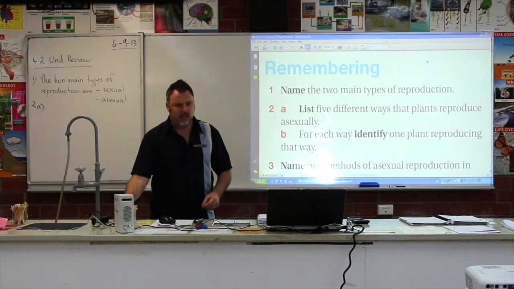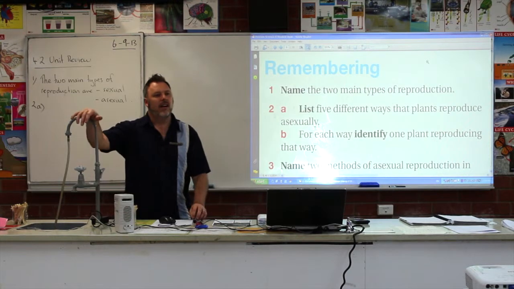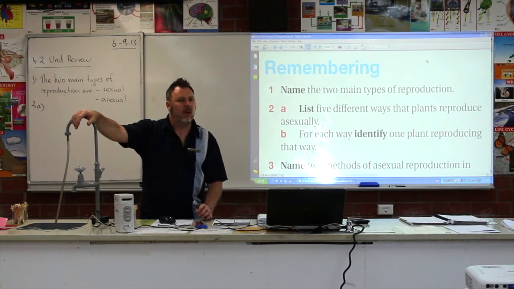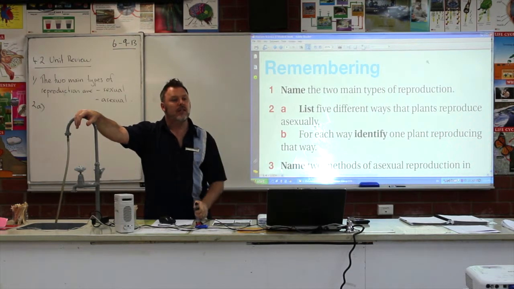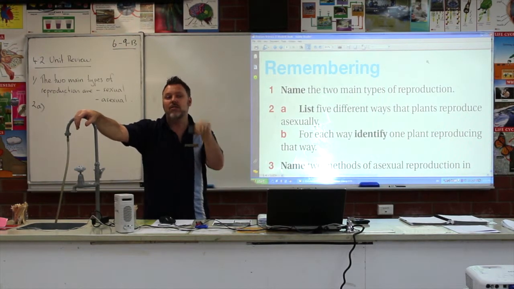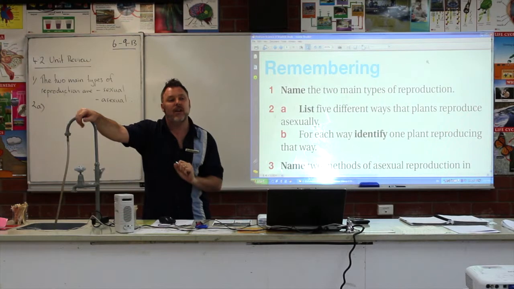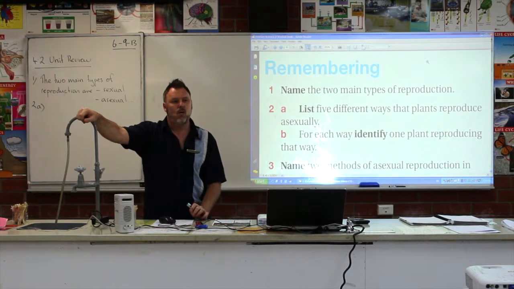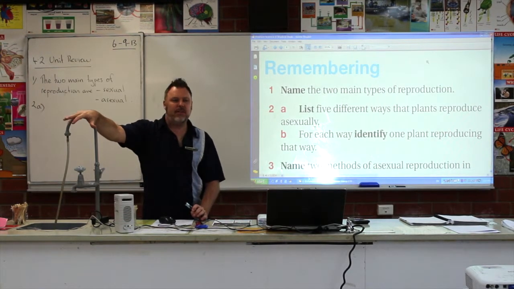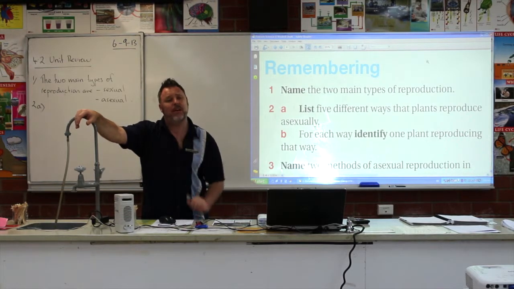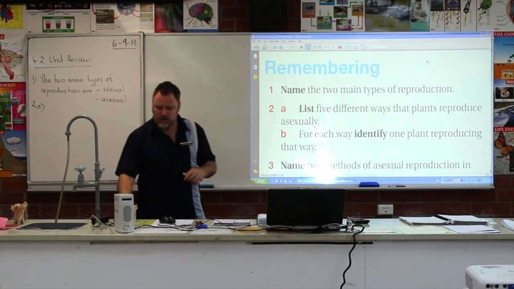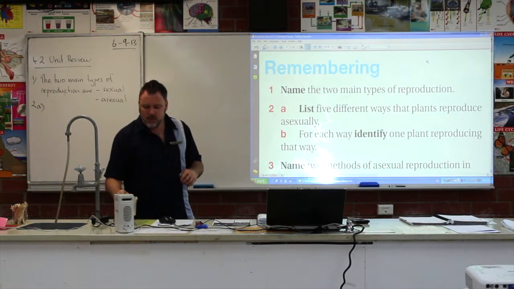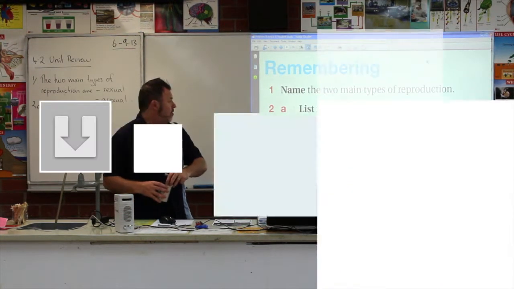Gemma. Offspring identical to its parent. And I noticed how you said just parent, singular. So how many parents are involved? One. Excellent. So asexual reproduction requires just one parent and produces clones, or offspring identical to each other and to the parent. Good work.